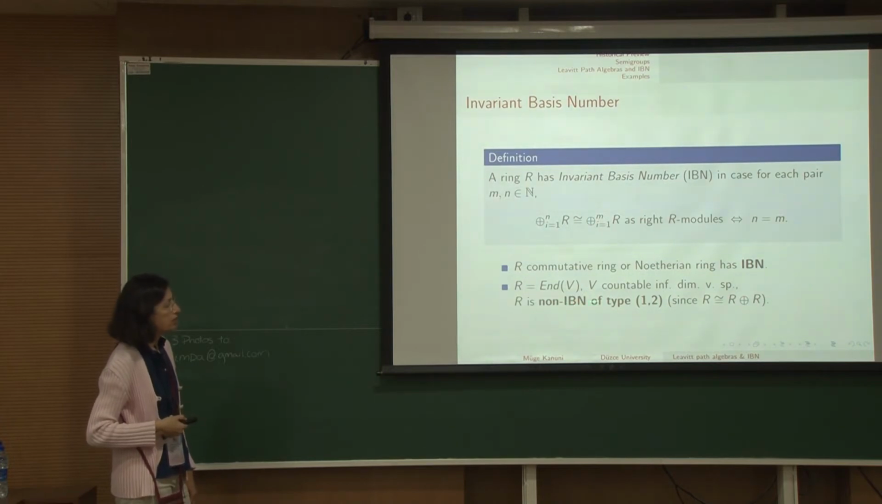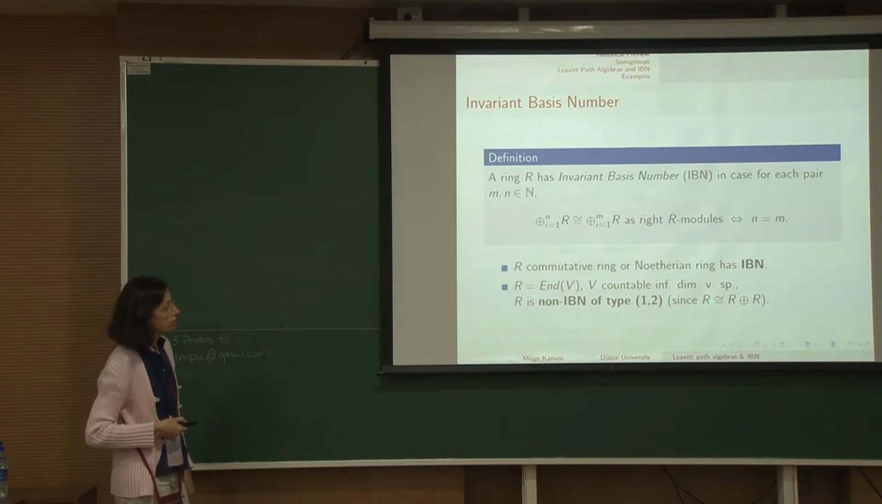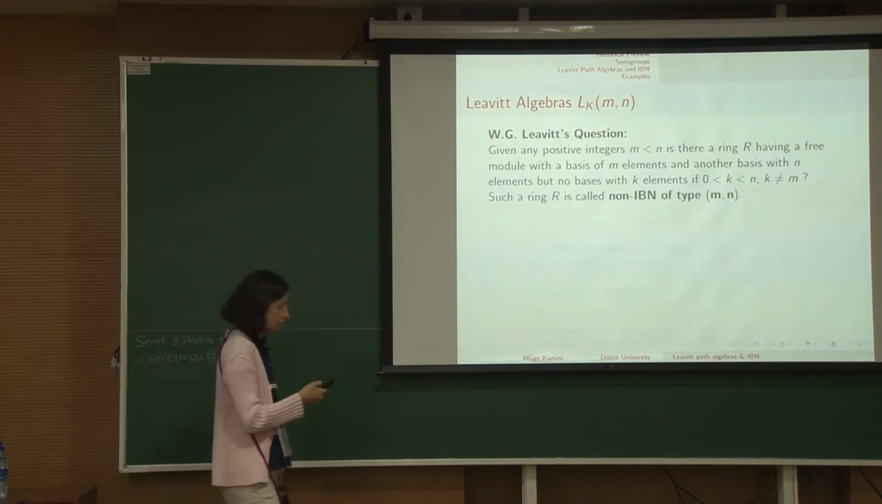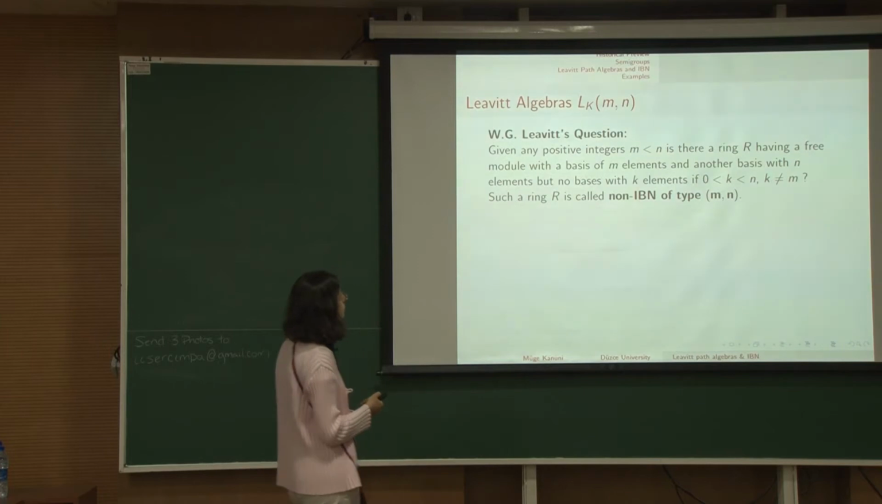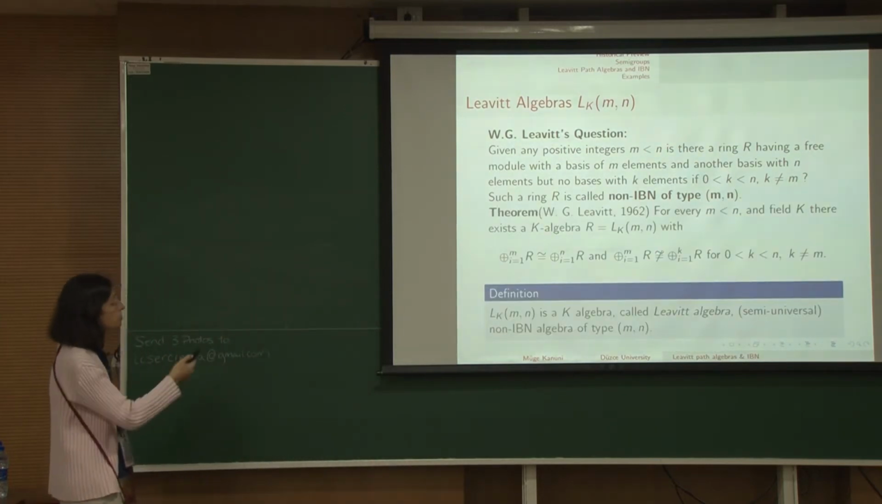With the non-IBNness, we associate a type, meaning that, recall that R was isomorphic to 2 copies of R, so I say R is a non-IBN ring of type (1,2). To make this definition more clear, I'll give you the definition. This was the first question.